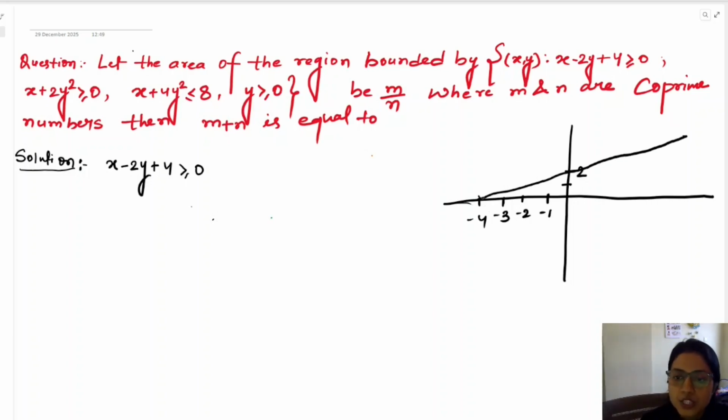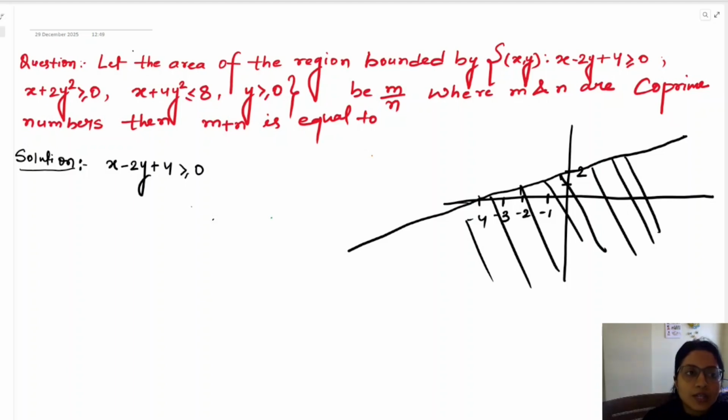where the shaded region will be the downward portion of this line. You can take any testing point. Let's say you take the origin as a testing point. You put it in the inequality and you find that the origin satisfies this inequality. That means the origin must be included in the shaded portion, and hence the downward portion will be the shaded region. This is the shaded region, this one.